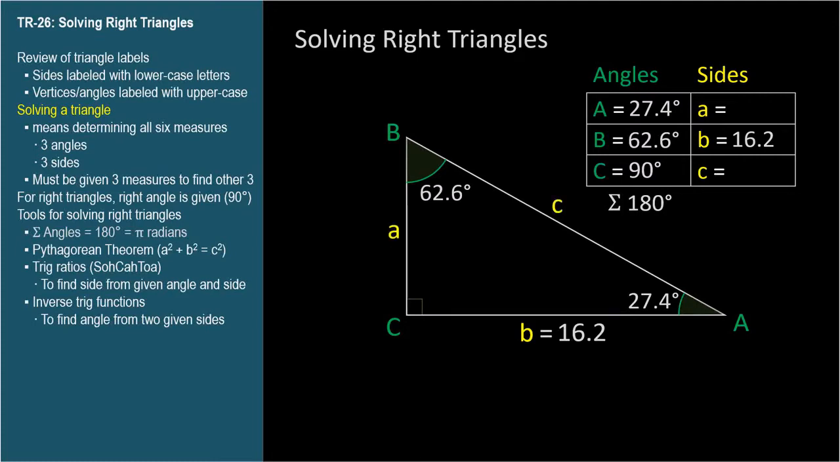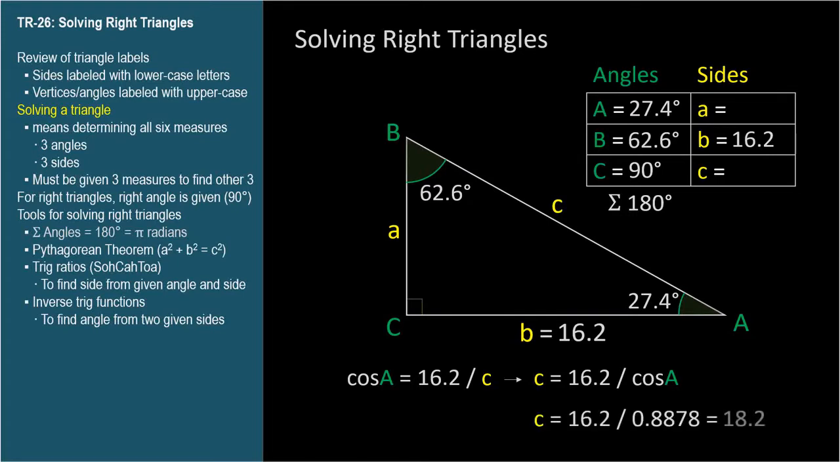Now we can use trig ratios. We know angle A and side b, which is adjacent to angle A. The cosine function includes these, and we can use it to find the length of side c. Cosine A equals b over c, which is 16.2 over c. Isolating c, it's 16.2 over cosine A. We use a calculator to find the cosine of 27.4 degrees, and our answer rounds to 18.2 units.